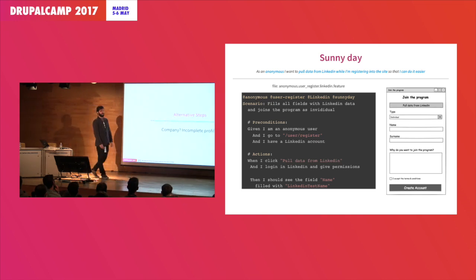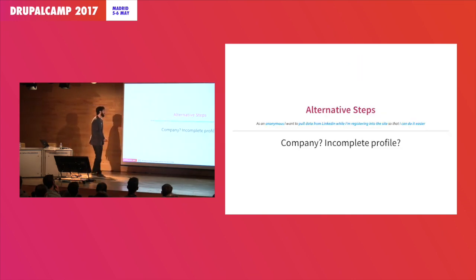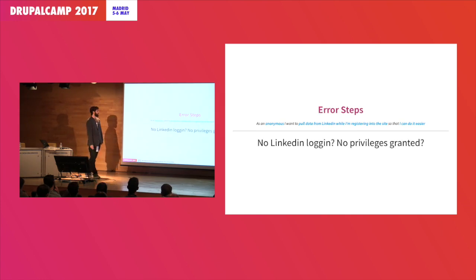So alternative steps, what could they be? Okay. So imagine that I select company. Imagine that the profile is incomplete. What happens? If there is no username or there is no surname, I should show a message. Or I should just keep that field empty. What should I do?